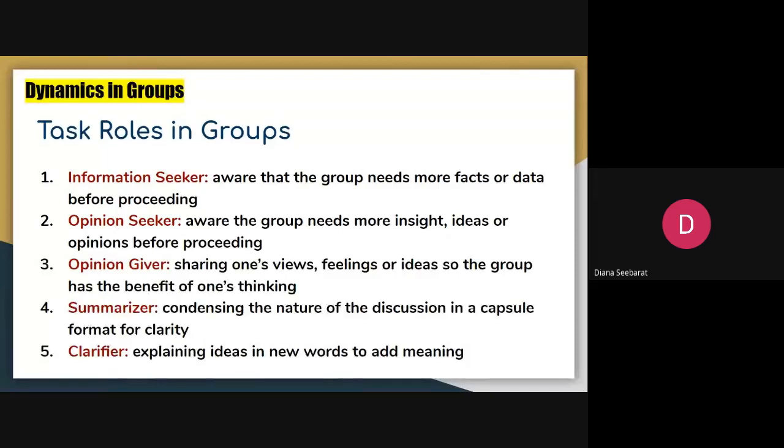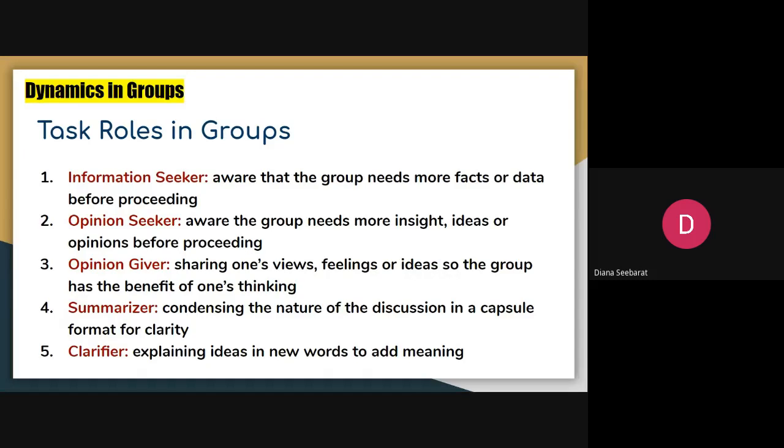The task roles in a group. So there's the information seeker, and this person is aware that the group needs more facts or data before proceeding. The opinion seeker is aware that the group needs more insight, ideas, or opinions before proceeding.